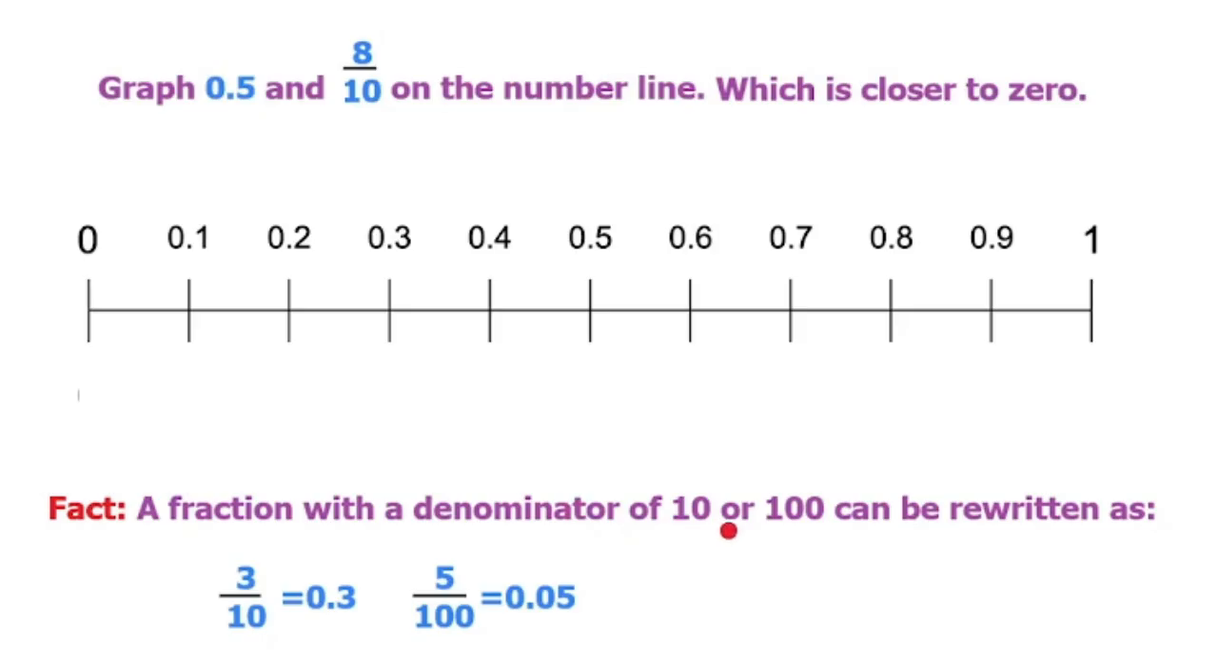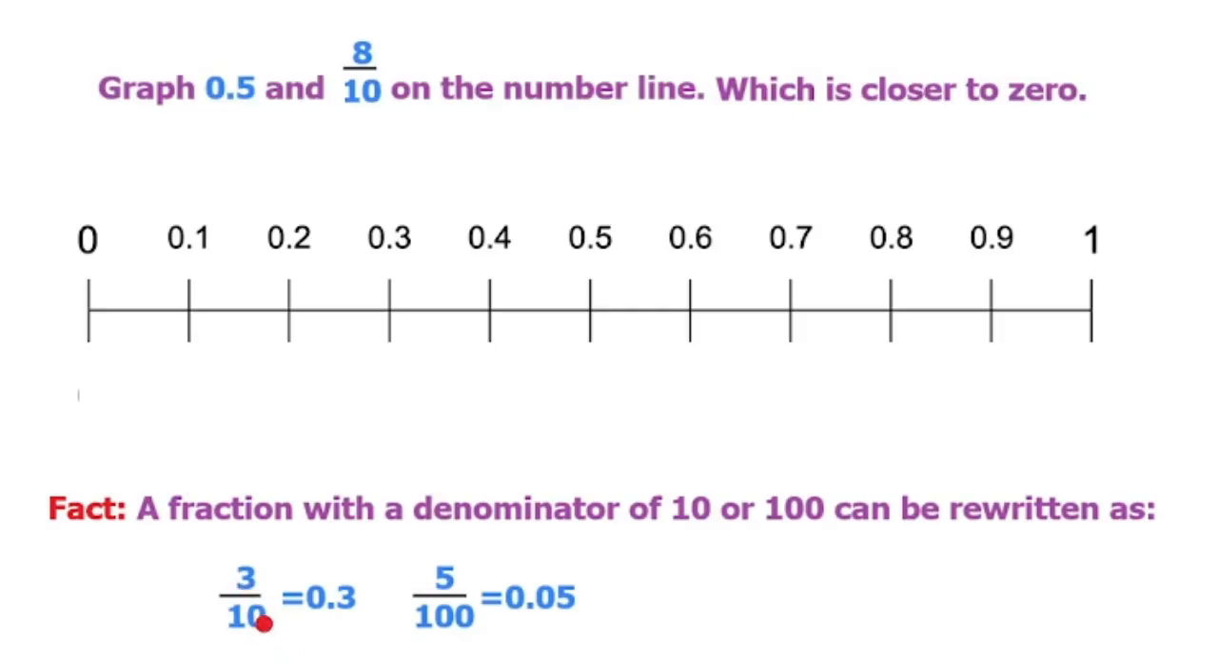So any fraction with a denominator of 10 or 100 can be rewritten as a decimal. So for example, 3/10 can be rewritten as 0.3. 5 over 100 can be rewritten as 0.05. So how do you know what to do? If you count the number of zeros in the denominator, that's how many times you move the decimal over.